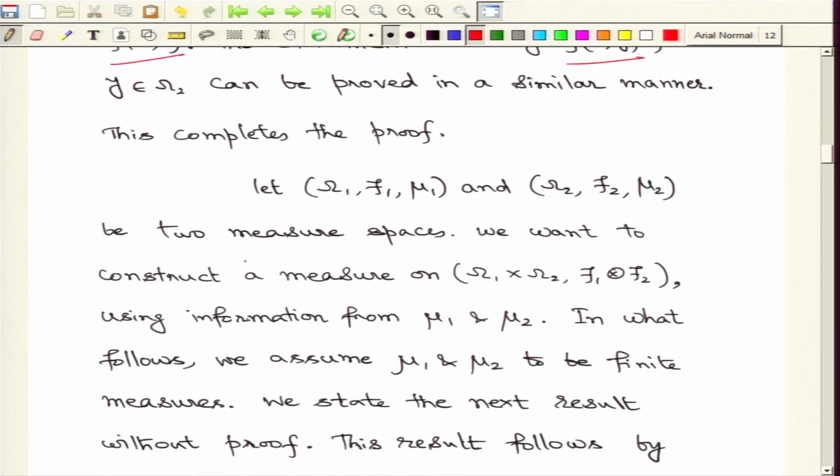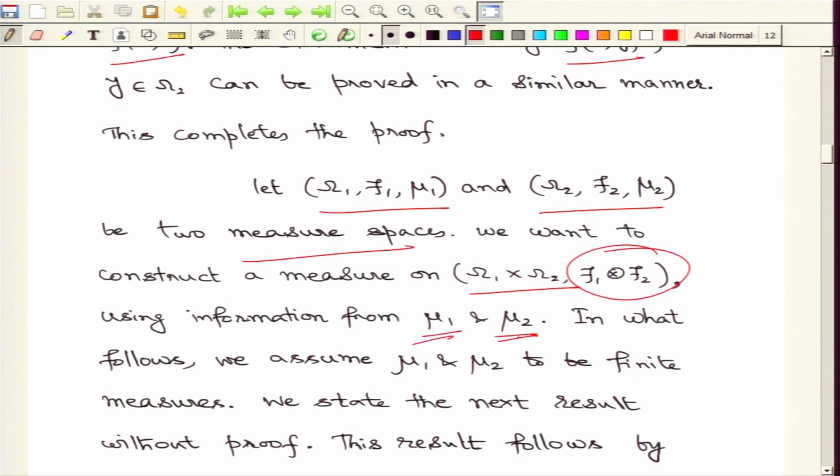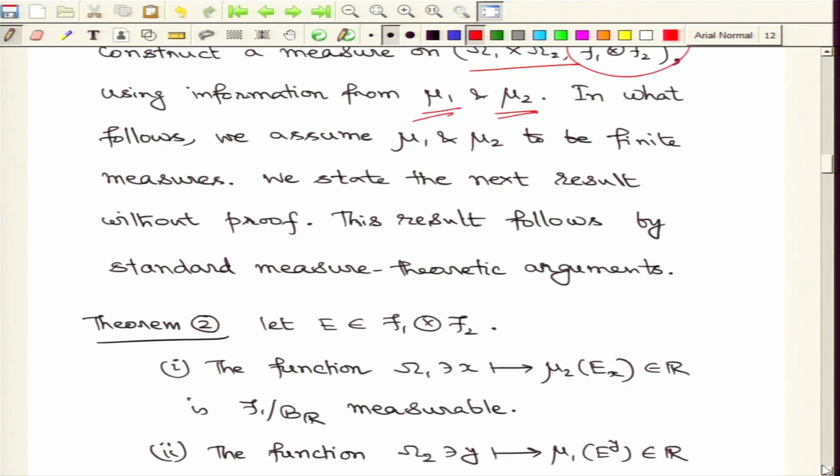So, now we start off with two measure spaces, one which is omega 1, F 1, mu 1, another is omega 2, F 2 and mu 2. Here what we want to do is to construct a measure on this product set omega 1 cross omega 2, but with the product sigma field in action. But then we also want to use the information from the individual measures mu 1 and mu 2. Essentially, by using this information from the lower dimensional measures mu 1 and mu 2, we want to construct a measure on the product sigma field. In what follows, to make our exposition easier, we will take mu 1 and mu 2 to be finite measures.